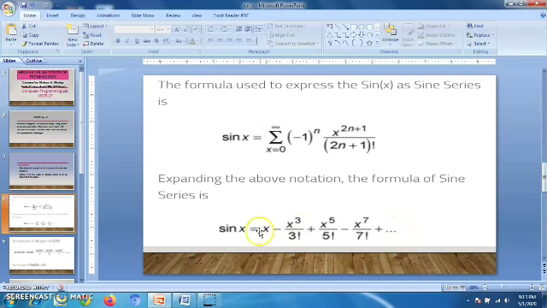So here the first term is x, the second term is x cube divided by 3 factorial, the third term is x raised to 5 divided by 5 factorial, the fourth term is x raised to 7 divided by 7 factorial, and so on. After this we also have the next terms. The first term is x, so this x can also be written as x raised to 1 divided by 1 factorial, since 1 factorial is 1. So x raised to 1 divided by 1 factorial.